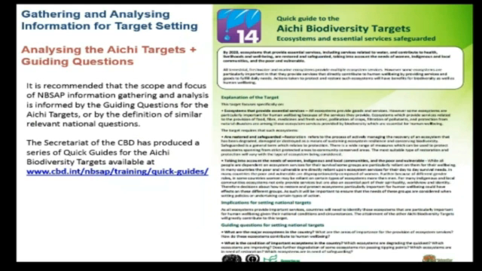And on gathering and analysing information for target setting, we suggest that a good resource for this are the quick guides to the Aichi biodiversity targets produced by the CBD Secretariat, available on this web link here. This is a picture of an example of one page, and these guides explain the target, and they have a section on guiding questions for setting national targets. Those guiding questions will help focus what information is needed, what analysis is needed to support your target setting.